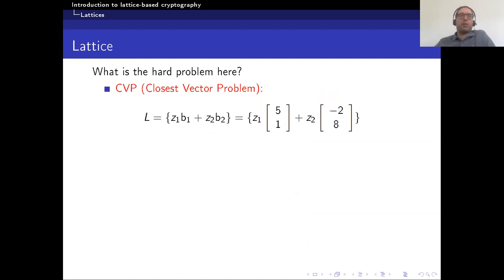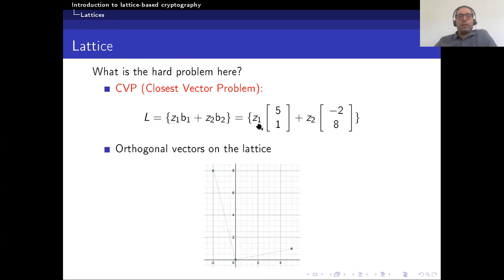So what is the hard problem here? We saw how we can build a lattice. So what is the hard problem? Suppose your basis B1 is equal to (5, 1), and B2 is equal to (-2, 8). One of the hard problems which can be defined over the lattice is CVP, or the closest vector problem. In this problem, we try to find the point on the lattice which is the closest to a given point.